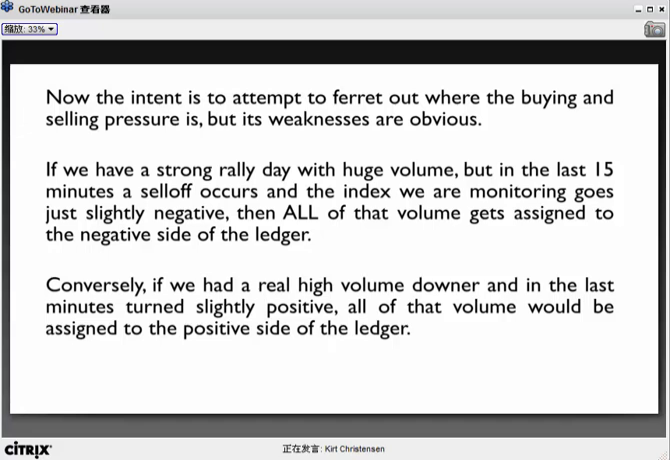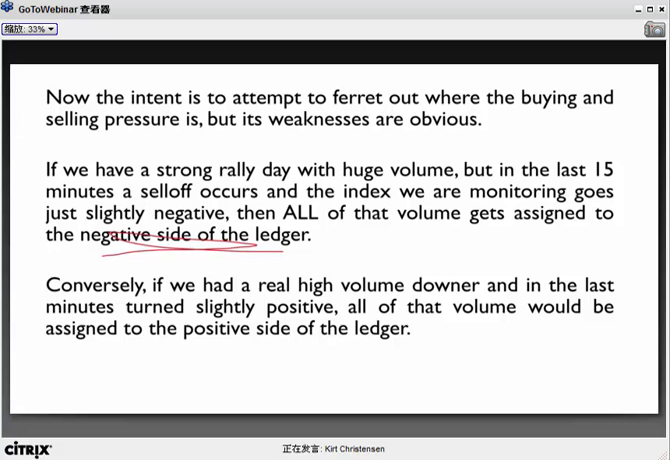Now, the intent is to ferret out where buying and selling pressure is, but the weakness is pretty obvious. Think about it. What's the weakness? The weakness is, in Joe Granville's case, they only made this calculation once per day. We're in an entirely different world now from 1963. And making this calculation once per day, while at that time was helpful, today is almost useless. Because if we have a strong rally day with huge volume, but in the last 15 minutes a sell-off occurs, the index we're monitoring goes just slightly negative, then all the volume gets assigned to that side of the ledger, right?